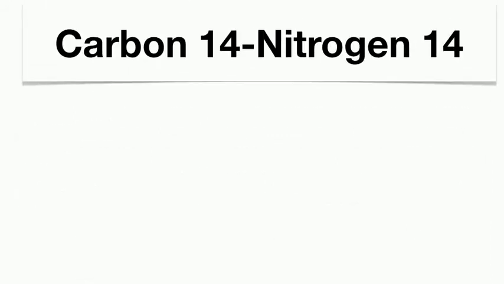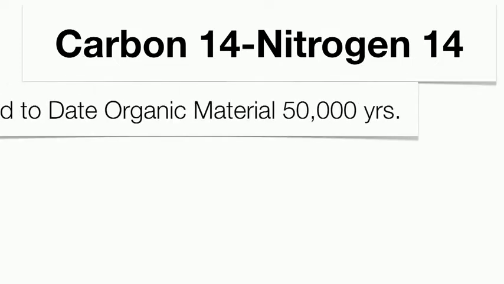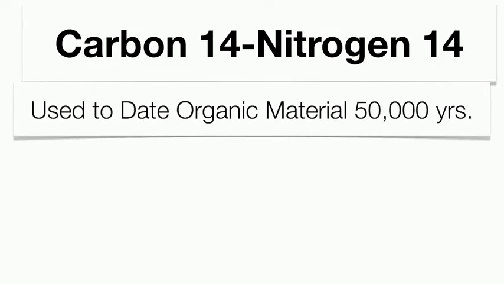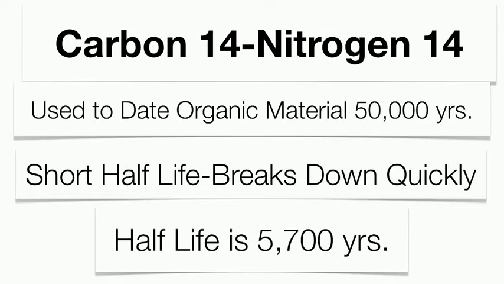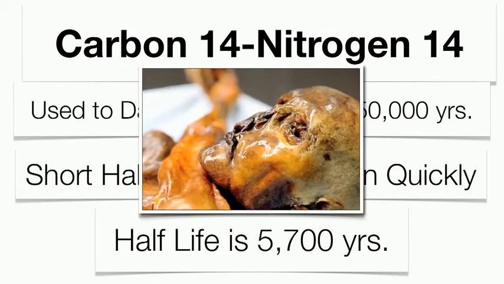For instance, carbon-14 is going to break down into nitrogen-14. It's used to date organic material up to about 50,000 years old. It has a relatively short half-life of about 5,700 years, so that isotope is pretty much gone and non-detectable in about 10 half-lives. The Iceman is a good example of using carbon-14 to date how old a specimen is.